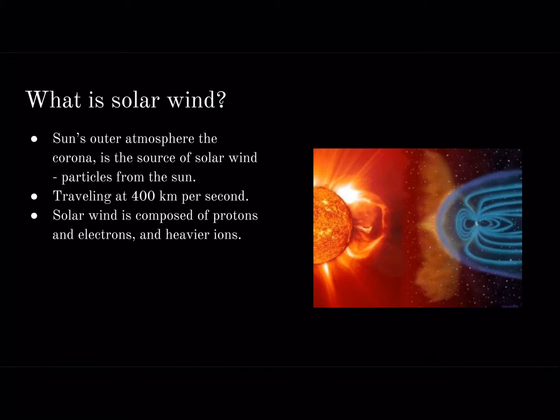The sun's outer atmosphere, the superhot corona, is a source of solar wind, a steady outflow of charged particles from the sun. These particles have gained enough energy to fill the heliosphere, a region of space that extends well past the orbit of Pluto. As these particles flow past Earth's orbit, they're traveling at an average of 400 kilometers per second. The solar wind is primarily composed of roughly equal numbers of protons and electrons, as well as a few heavier ions.